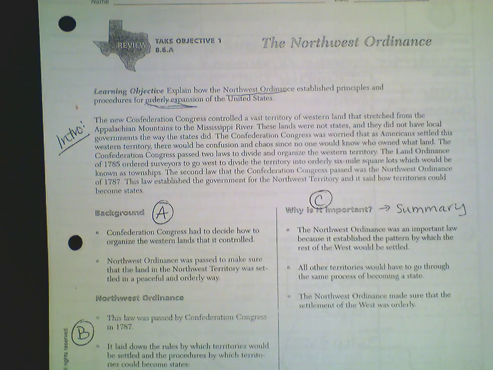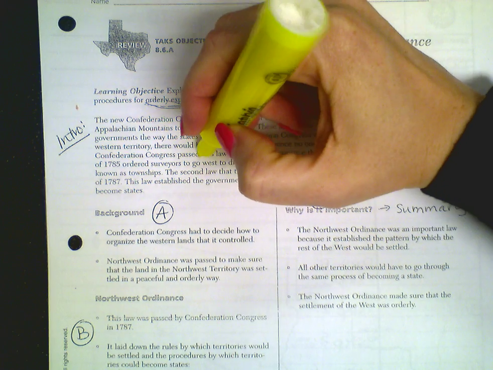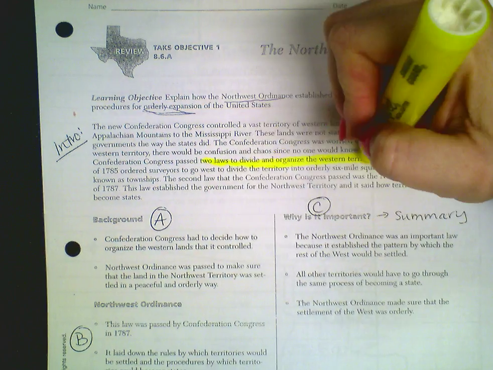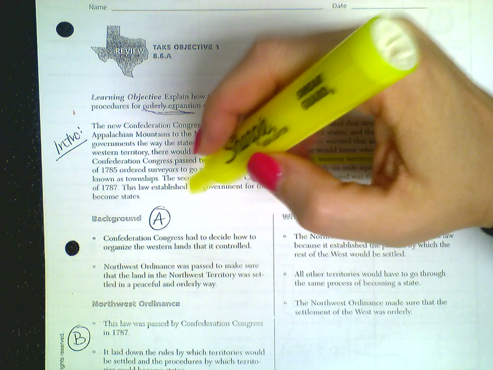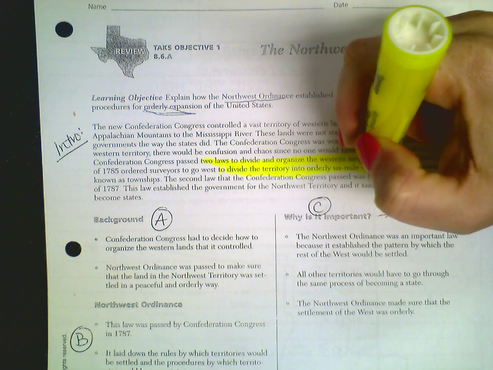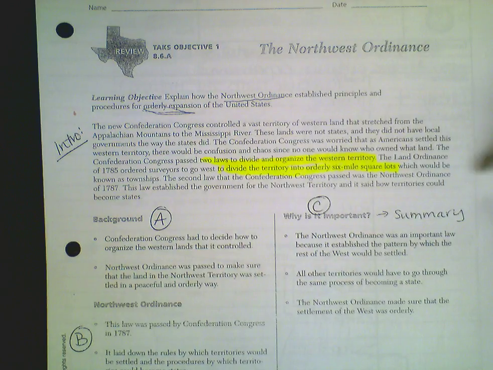These lands were not states, and they did not have local governments the way the states did. The Confederation Congress was worried that as Americans settled this western territory, there would be confusion and chaos since no one would know who owned what land. The Confederation Congress passed 2 laws to divide and organize the western territory. The Land Ordinance of 1785 ordered surveyors to go west to divide the territory into orderly 6-mile square lots, which would be known as townships.